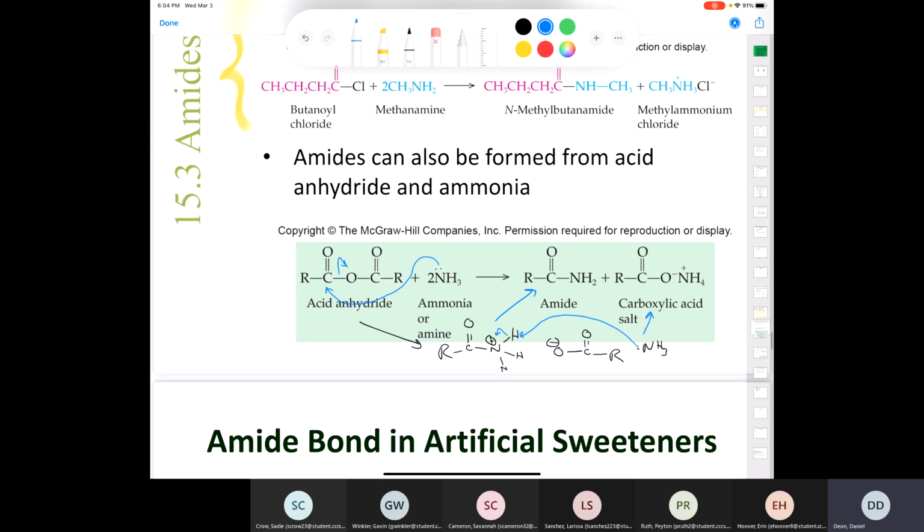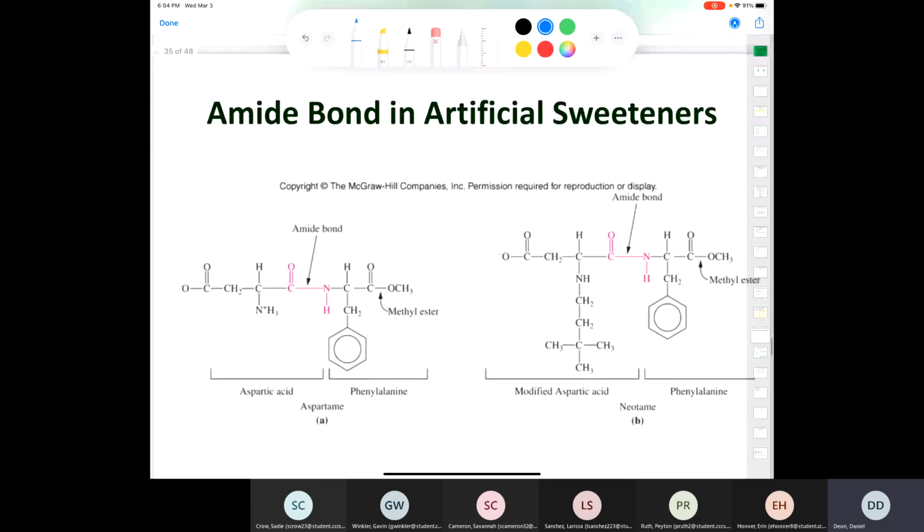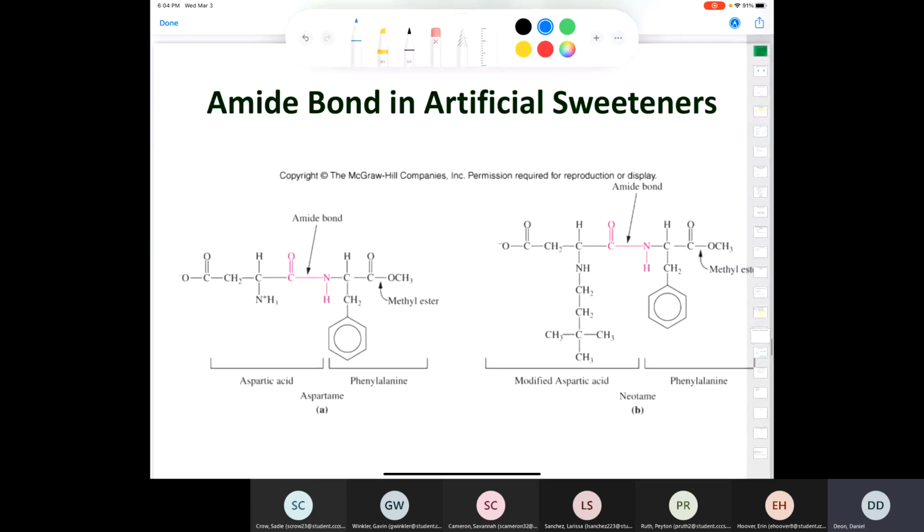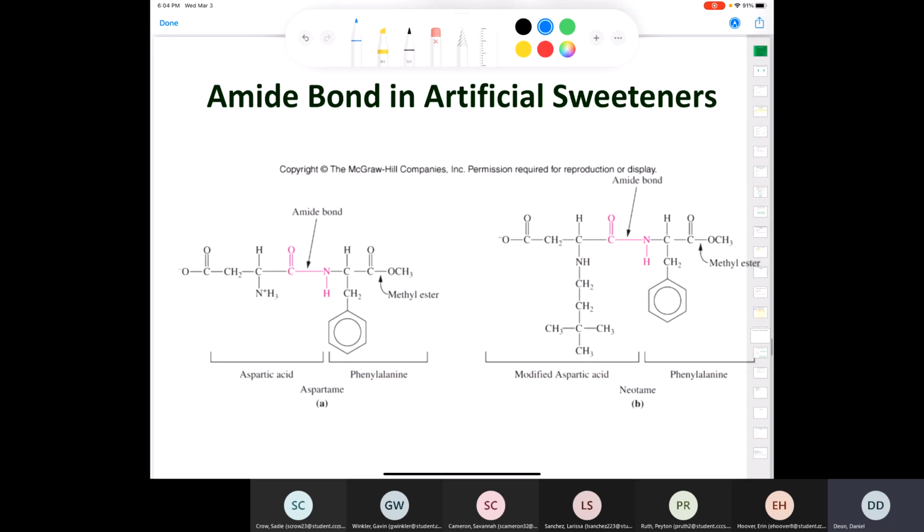Well, where would you find amides? Well, all through your body, for one thing. All the proteins and enzymes in your body are filled with amide bond after amide bond after amide bond. But here's some examples of places you would find an amide bond.